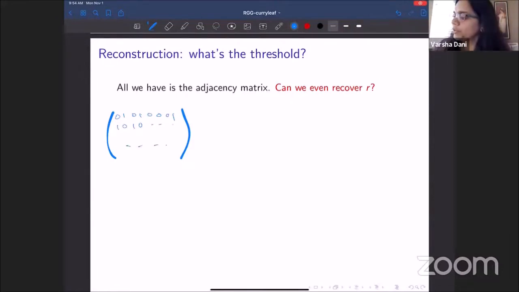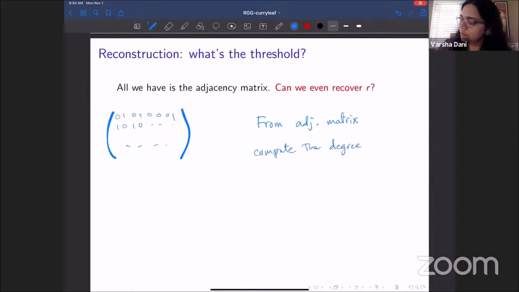How do we even recover R? I mean, forget about the graph. Can we even recover what the threshold is? Well, the answer is yes, that's easy, because from this adjacency matrix you can easily compute the degree of a vertex. What do I mean by the degree? The degree of a vertex is the number of neighbors it has.